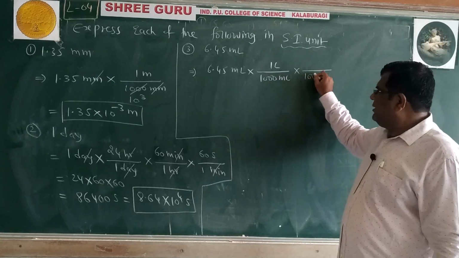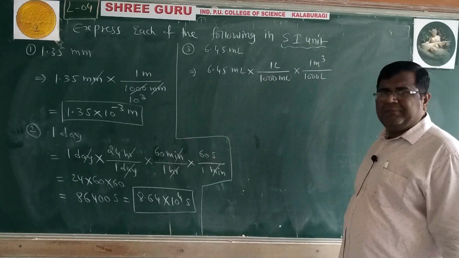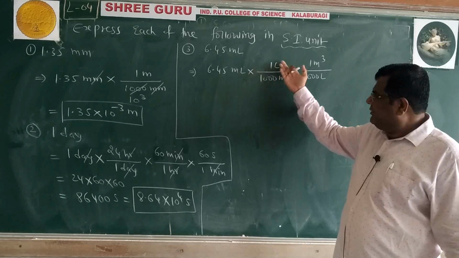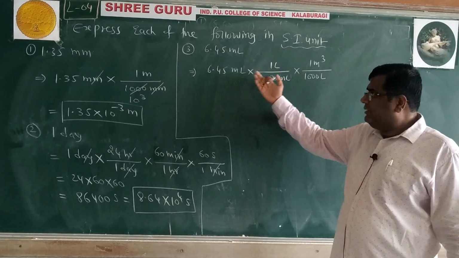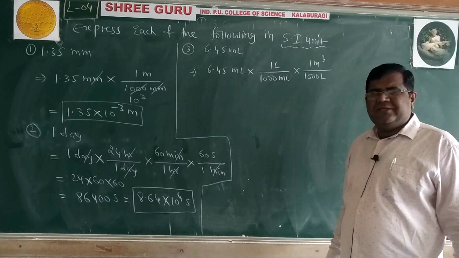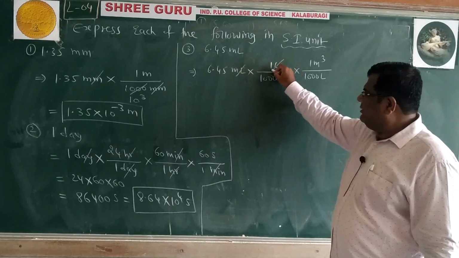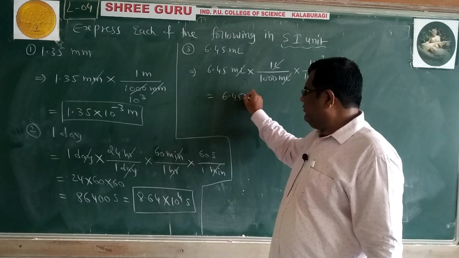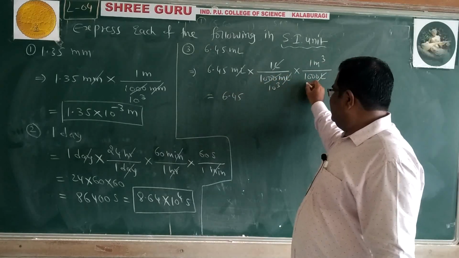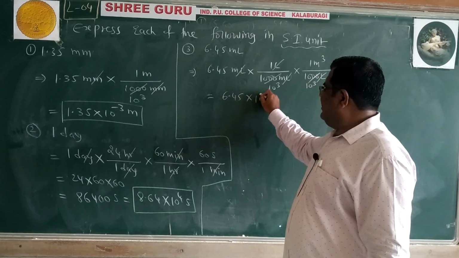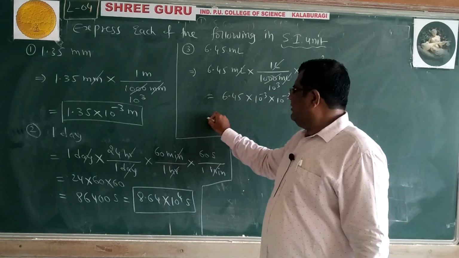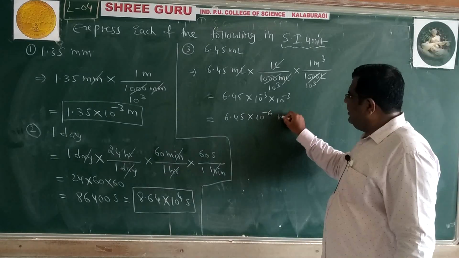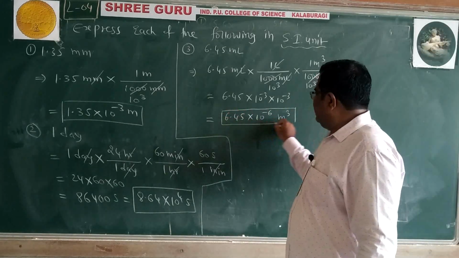Now I will write 1000 liter is equal to 1 cubic meter, because this is same. So 1 multiplied by 1, we are not changing any value of it. But our units are converted into desired units. Milliliter, milliliter, liter, liter. We are cancelling out. And what we are getting now? It's 6.45. This is 10 raised to plus 3, this is 10 raised to plus 3. So multiplied by 10 raised to minus 3, multiplied by 10 raised to minus 3. And it happens to be 6.45 into 10 raised to minus 6. And I will write here as cubic meter. Right.